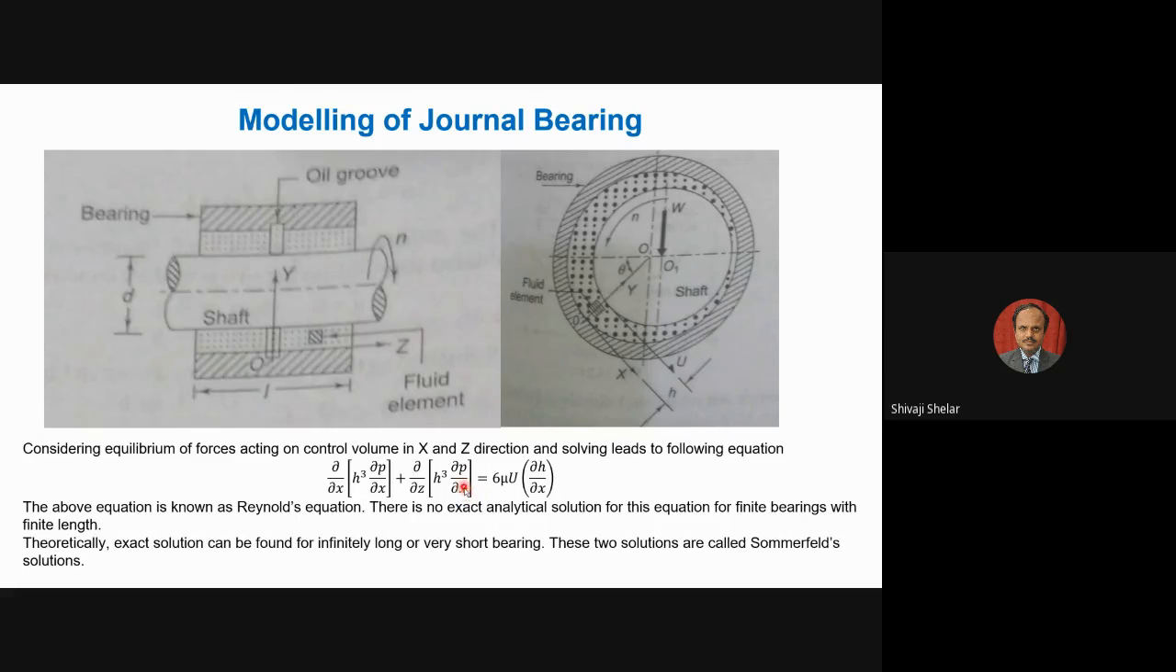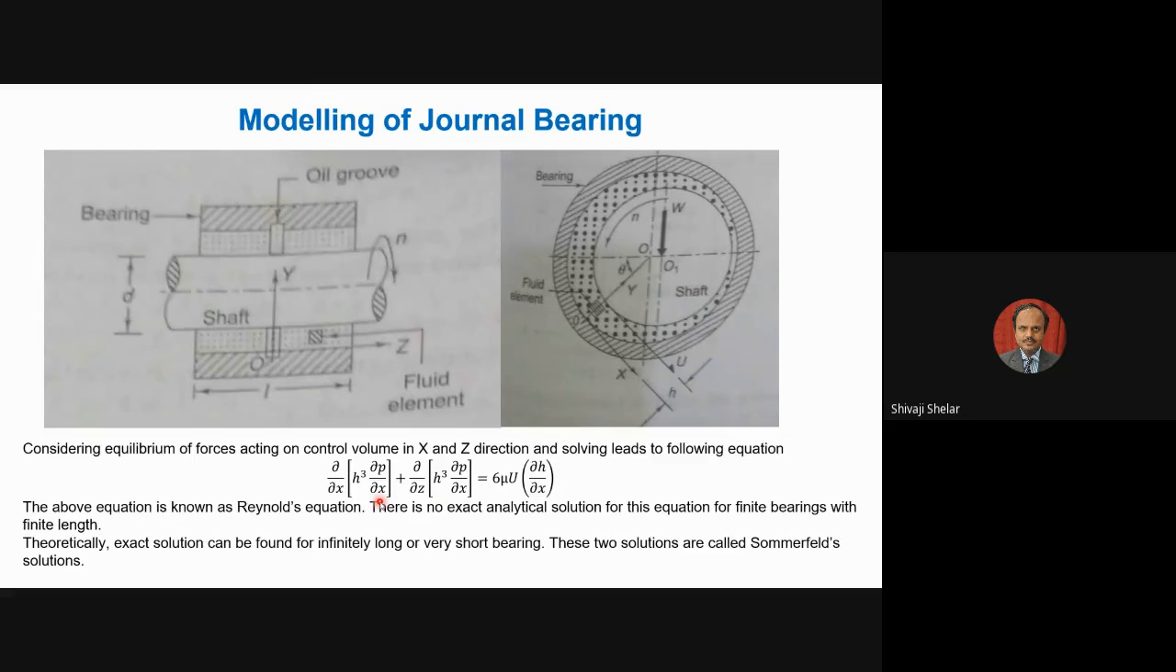Actually it is delta p by delta z here. Here it is delta p by delta z is equal to 6 mu into delta h by delta x. Now h is defined here. We are going to define h again in the next slide. So now this equation, how to solve this equation? This equation is called the Reynolds equation.